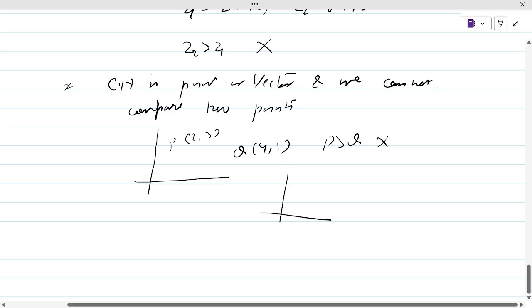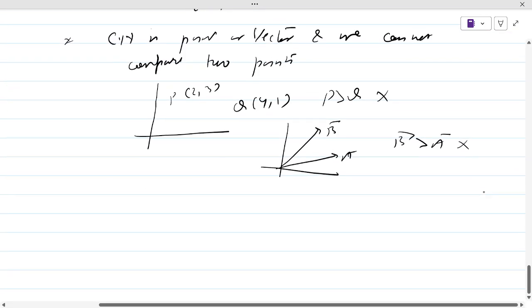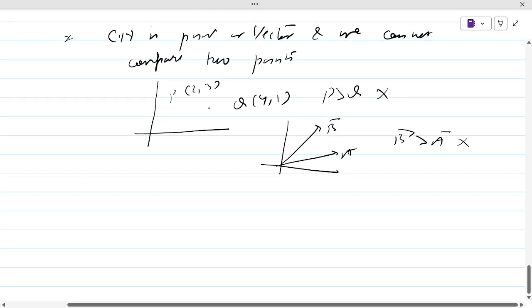Same with vectors, we can't compare. Let's say this is vector A and this is vector B. We can't say B is greater than A. This is wrong. We can't compare vectors or points. We can compare their magnitude, that is possible. The interesting thing is we can compare the magnitudes.